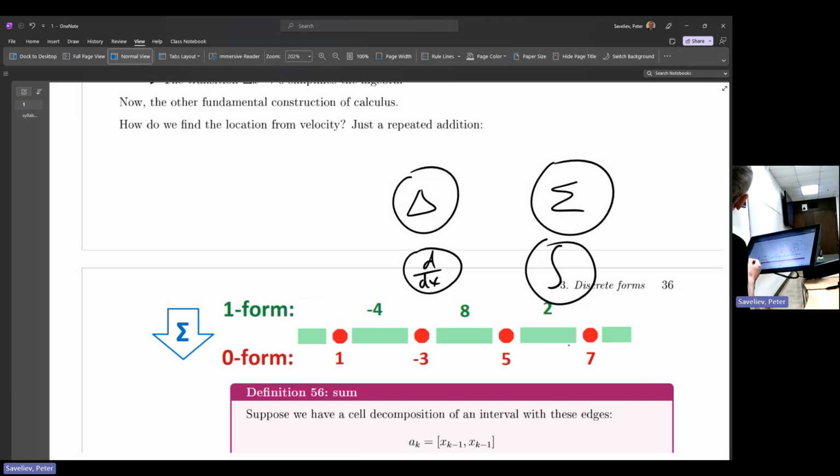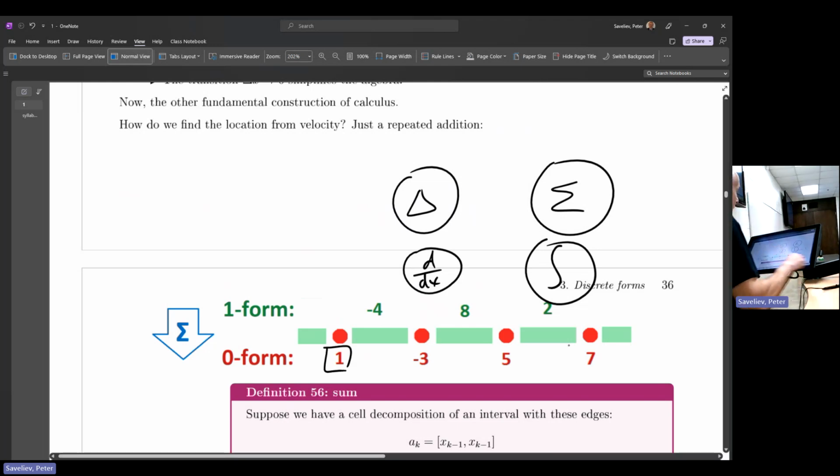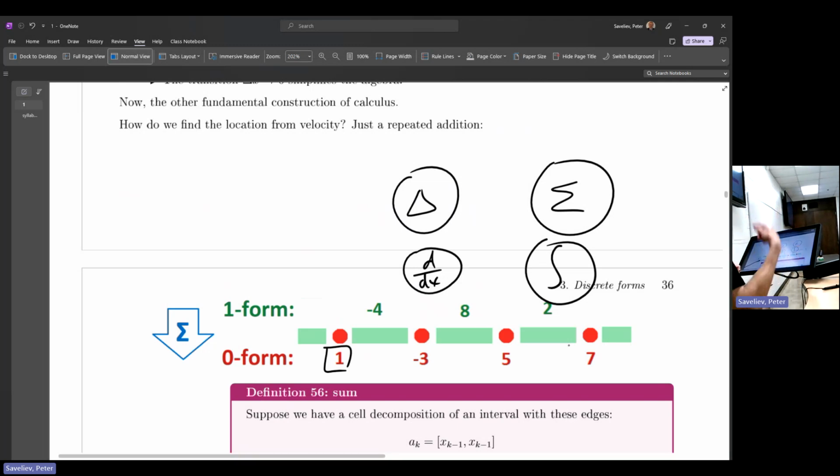As you can see here, the green one is given. So we know how much we progressed during each of those 1 hour intervals. And if you also know your initial location, then on top of that you start adding things up. So 1 plus -4 gives you -3, your next location. Then you add 8, which puts you at 5. Add 2, you're at 7. That's what sigma stands for.